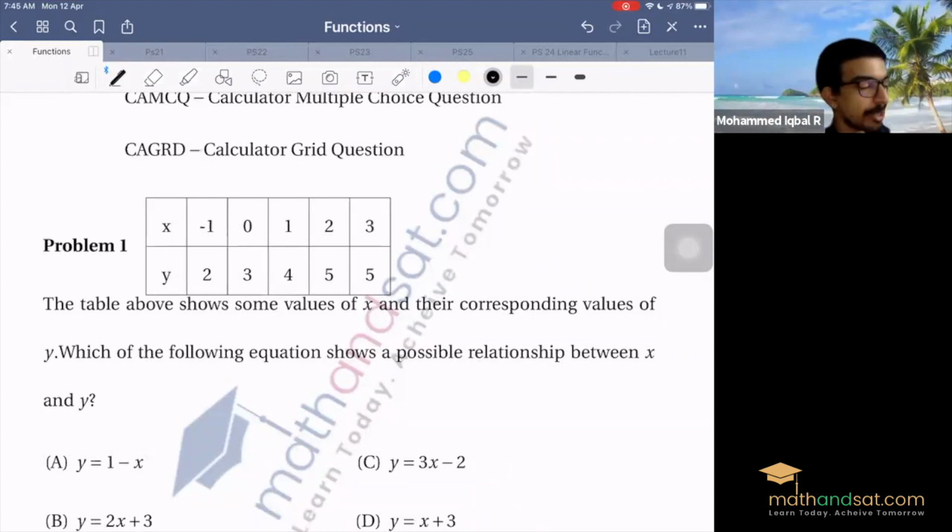So we have question number 1 here. The table above shows some values of x and their corresponding values of y. Which of the following equations shows a possible relationship between x and y? Now, this is a very easy question. You don't have to do any math at all, because the relationship between x and y is very clear here. Do you see the pattern here?